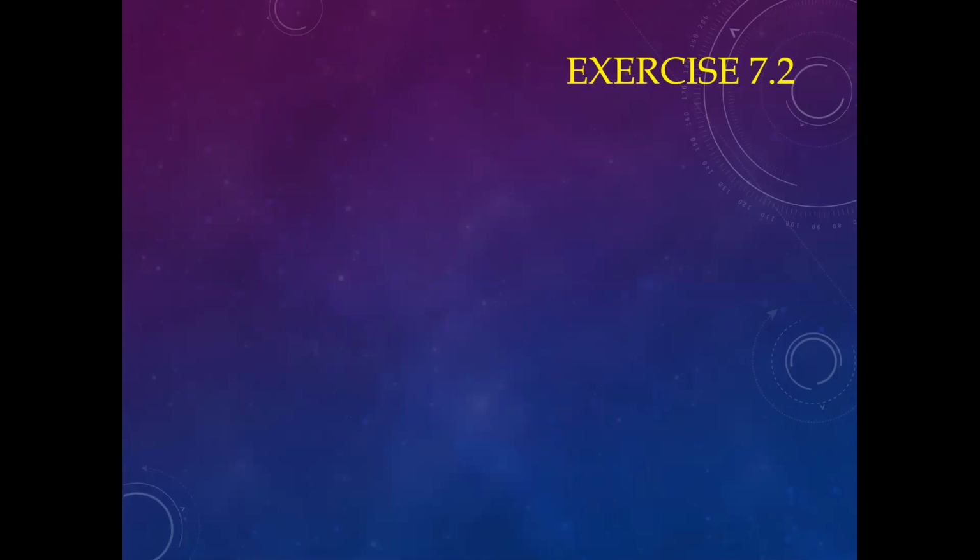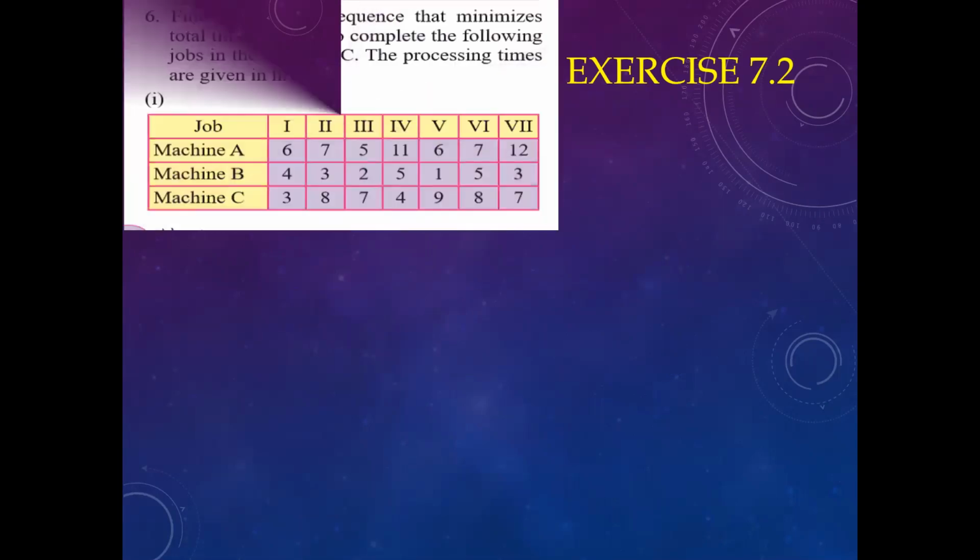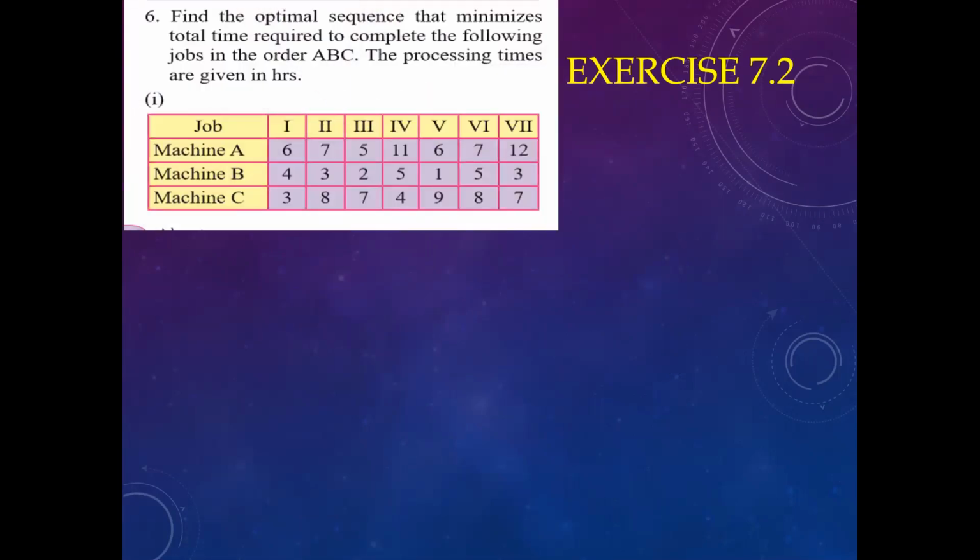Now class, I'm continuing with exercise 7.2, question number 6. Question number 6 has 2 parts. So this is the first part which I'm solving. Again, you'll have 3 machines and 7 jobs to be assigned. So what is the first step, class?